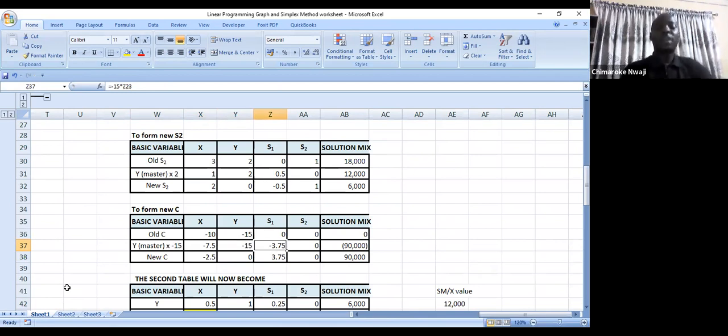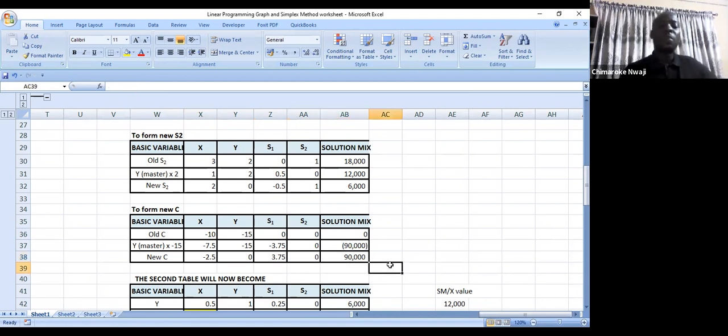So when we do that, because it is Excel, it is automatically giving us our figures. And when we do the new C, the new C is this old C minus these figures we have here. So minus 10 minus 7.5, the same thing as saying minus 10 plus 7.5, which gives you minus 2.5. When you do the same thing to here will give you 0, here will give you 3.75, and this gives you 0, and this will give you 90.